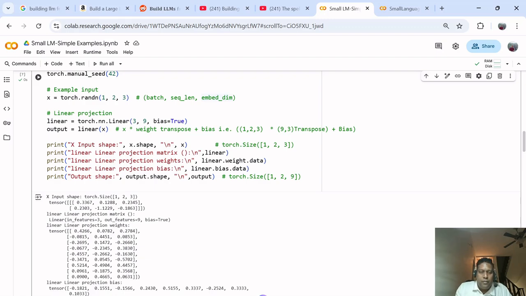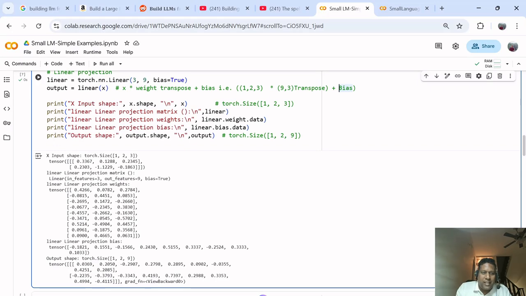So for the linear transformation, when this input comes in with 2 tokens and each token having 3 dimensions, when it flows through this linear transformation with a 3 by 9 weight matrix, it is going to just apply the transpose, right? Like 2 by 3 multiplied by 9 by 3 transpose, which will result in a 2 by 9 matrix. And since bias is true, it's going to add a bias as well, right?